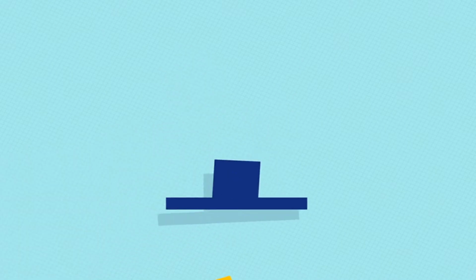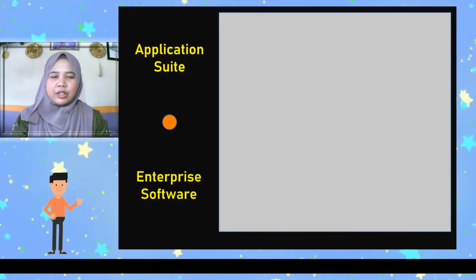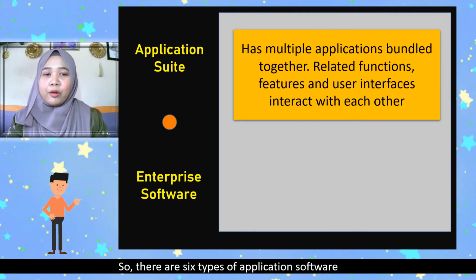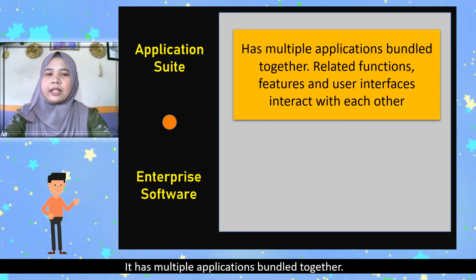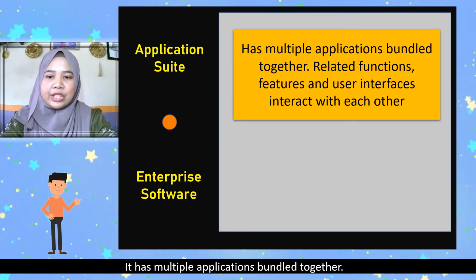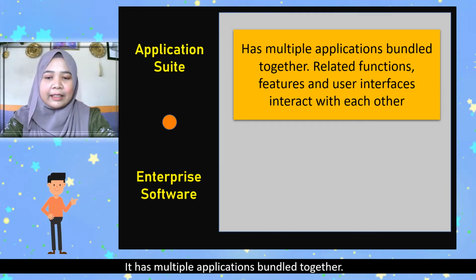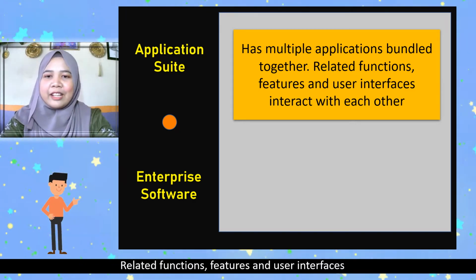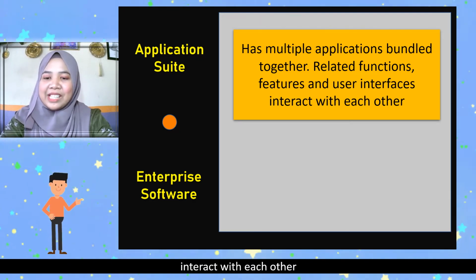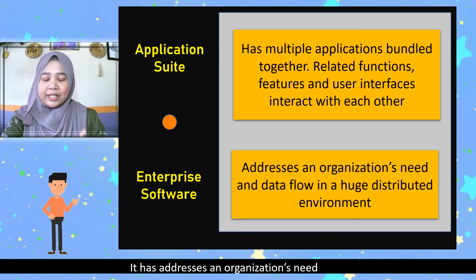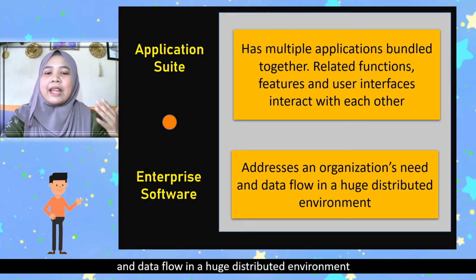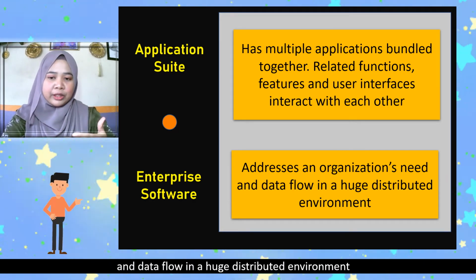Types of application software. So, there are 6 types of applications. First is the application suite. It has multiple applications bundled together related to the functions, features, and user interfaces that interact with each other. Second is the enterprise software. It addresses organizations' needs and data flow in huge distributed environments.